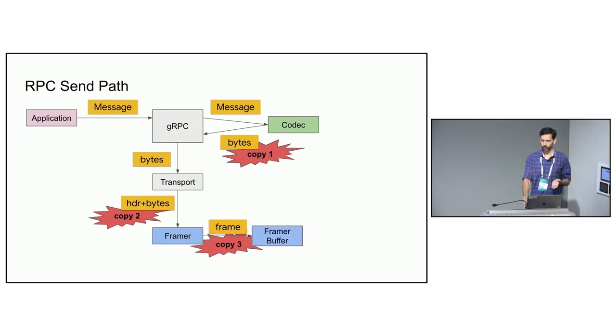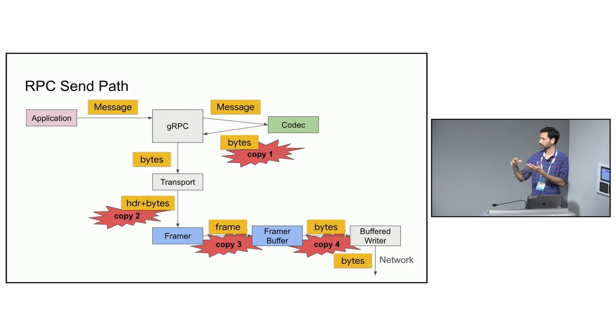Next, we have the framer copying whatever bytes it gets into its own buffer. We'll see more about the problems in the framer, Ricardo will talk about that in more detail. But all we need to know here is there's another copy there. And then the framer writes it to the network, and there's another copy there. So we have 4 copies on the send path.